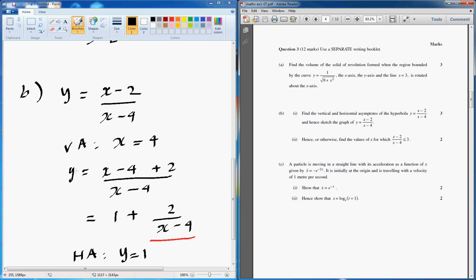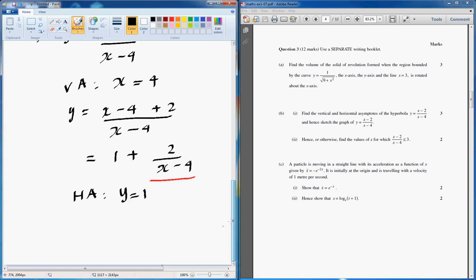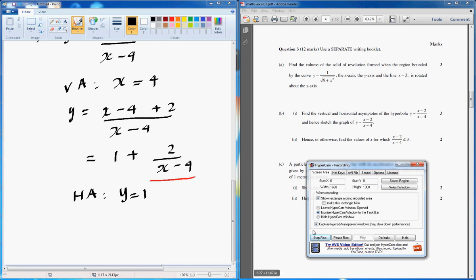Again, the horizontal asymptote on the other hand, what I'm going to do is write this x minus 2 as x minus 4 plus 2. Okay, because I can write this little bit as 1, and then it goes 2 on x minus 4. Now this bit, when x goes to infinity or even minus infinity, it goes towards 0, right? So my horizontal asymptote is going to be 1 plus 0, which is y equals 1. Okay, let's stop there and go on to the second part of the question.